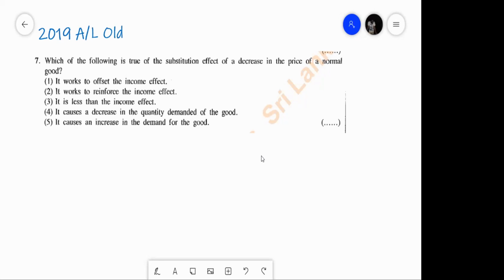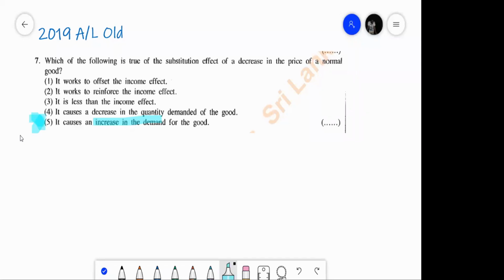Okay, most of y'all said number 5. I'll eliminate number 5 because it can't be an increase in demand. It has to be an increase in quantity demand. Increase in the demand is a shift. Remember, substitution effect, income effect is talking about the law of demand. It is not talking about a shift in the demand. So it's not number 5. That is for certain, right? Now, is it 1, 2, 3, or 4?